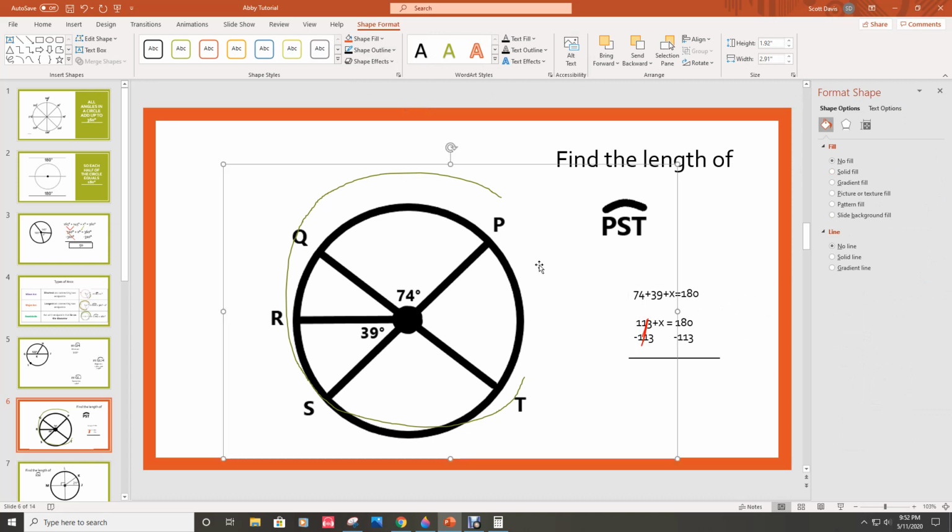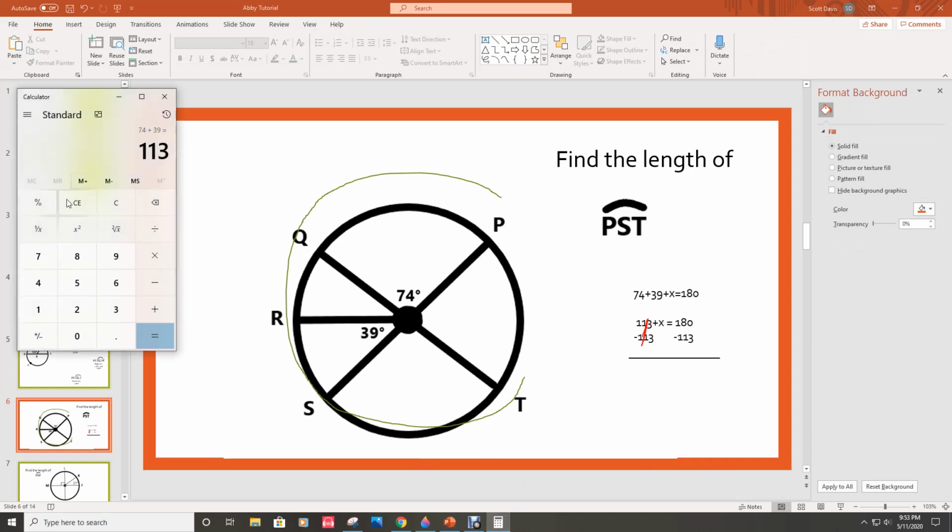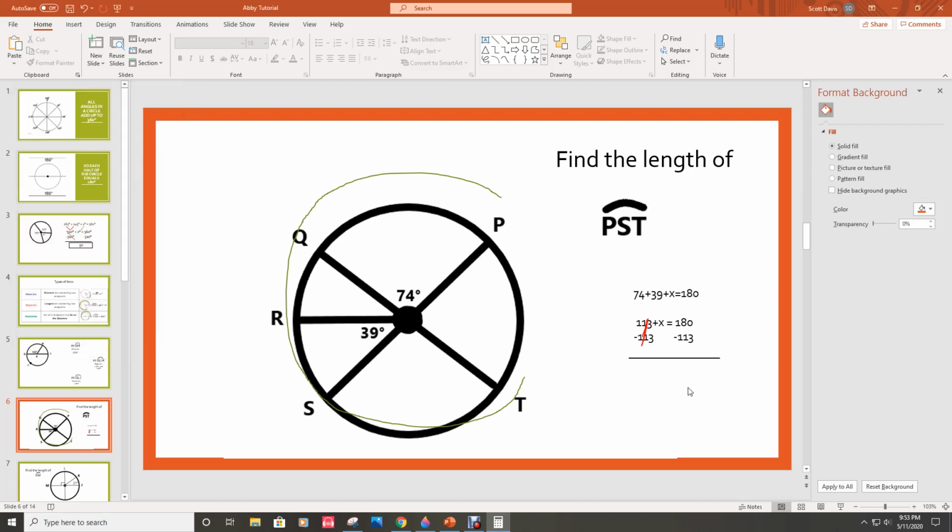So those cancel out. And now we're going to do 180 minus 113. Whoa, I did plus. 67. So this angle right here equals 67 degrees. So let's go ahead and get that in there.